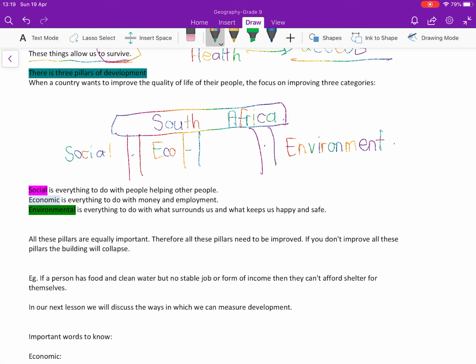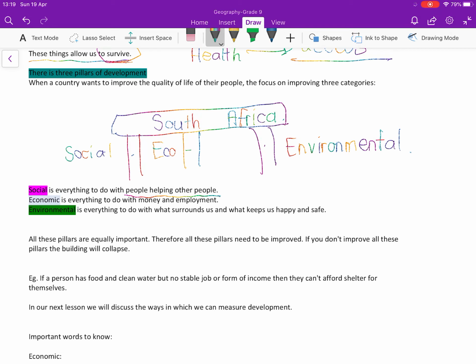Now, when we look at the social aspect of development, it is everything to do with people and helping other people. So that is why we need to be compassionate. People helping other people can be something like healthcare. It is simply building relationships with those around us.